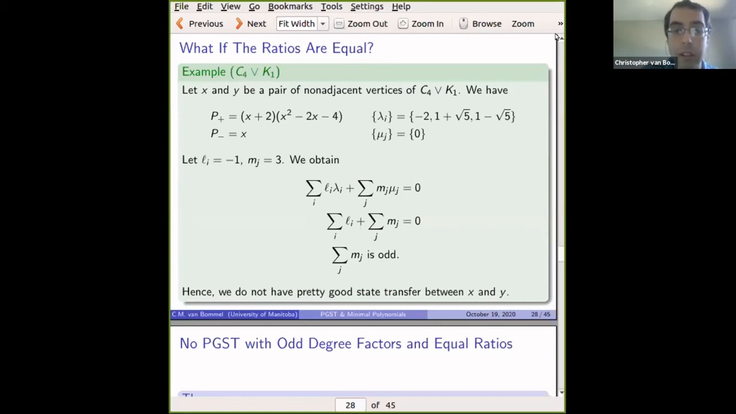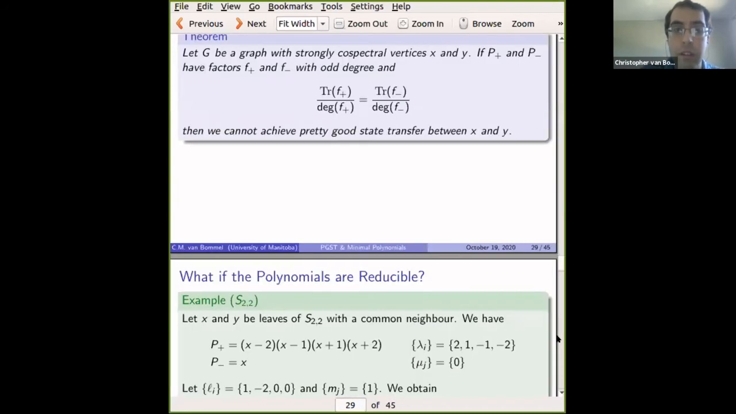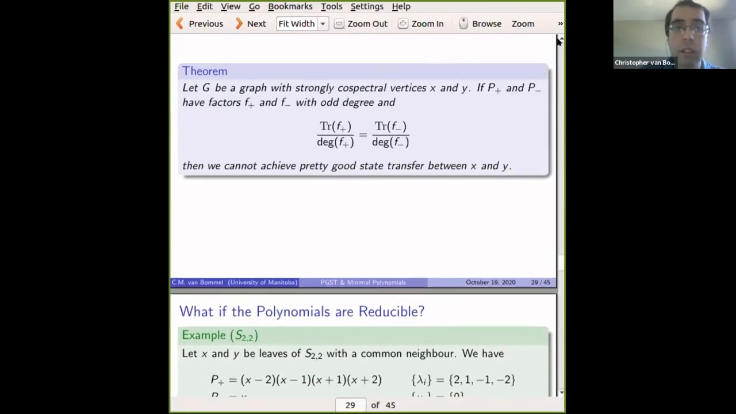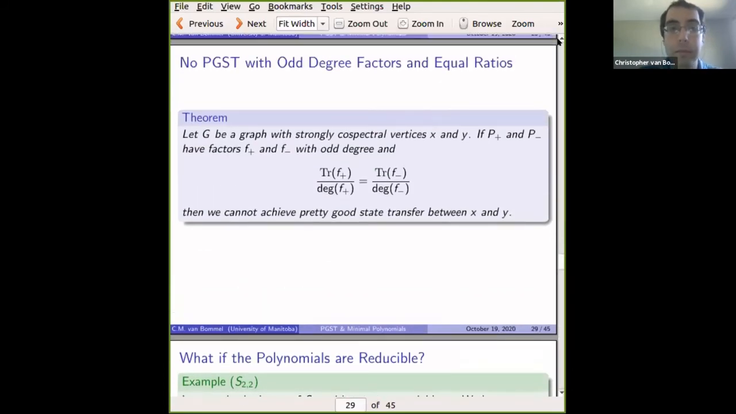And so this is an example of a case that can be ruled out. It's not even that we need p plus and p minus to be odd degree, but if they each have a factor that's odd degree, and if we look at the ratio on those factors, we find that they're equal, then using that sort of approach, we can show that you can't demonstrate pretty good state transfer in this case.